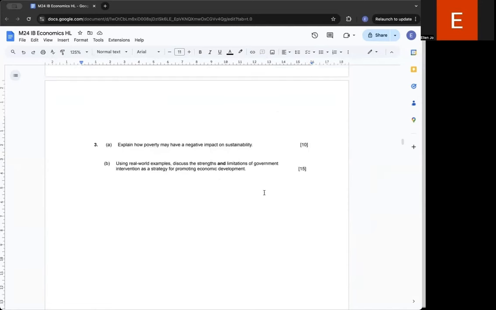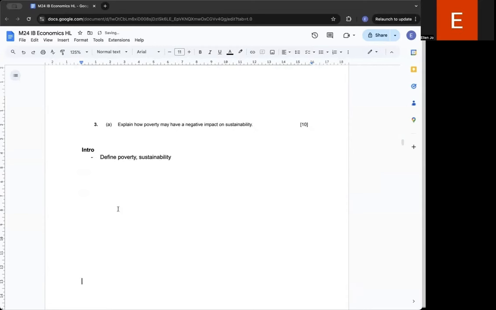The last questions are from the Unit 4, Global Economy. A, explain how poverty may have a negative impact on sustainability. Defining poverty and sustainability would be enough for the introduction.